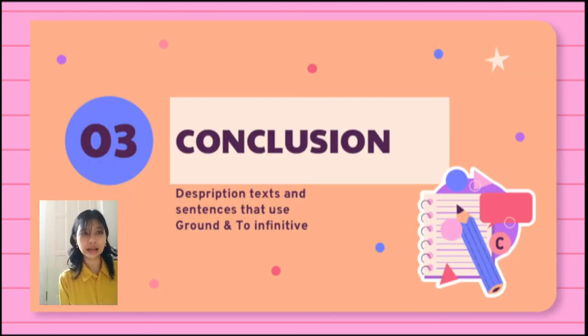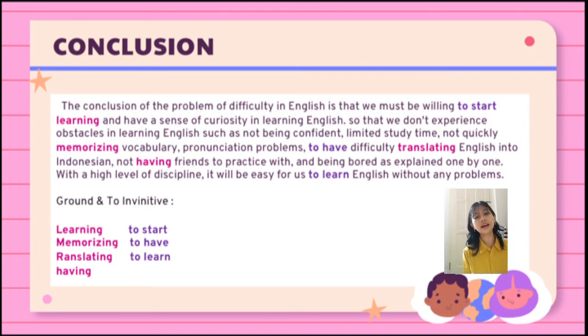And for the last, the conclusion of the problem of difficulty in English is that we must be willing to start learning and have a sense of curiosity in learning English, so that we don't experience obstacles in learning English such as not being confident, limited study time, not quickly memorizing vocabulary, pronunciation problems, having difficulty translating English into Indonesian, not having friends to practice with, and being bored, as explained one by one. With a high level of discipline, it will be easy for us to learn English without any problems.